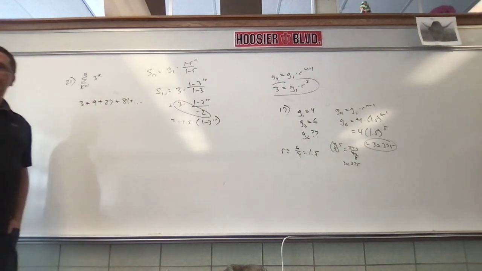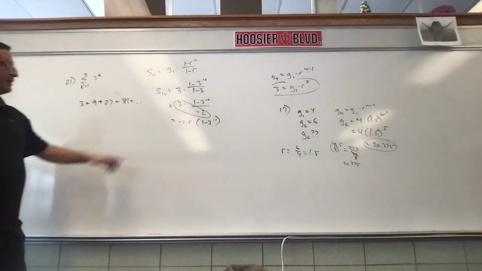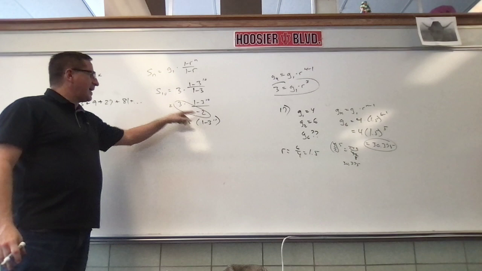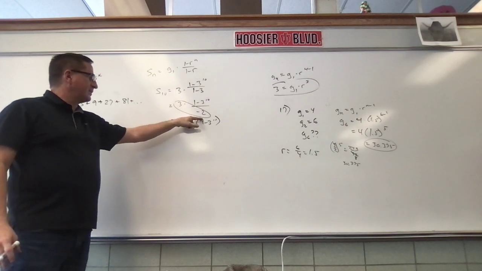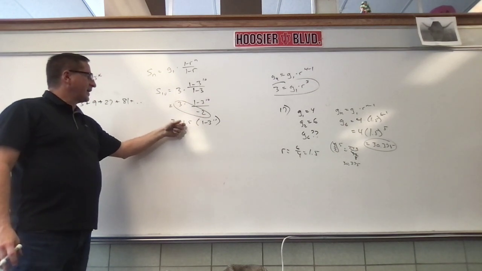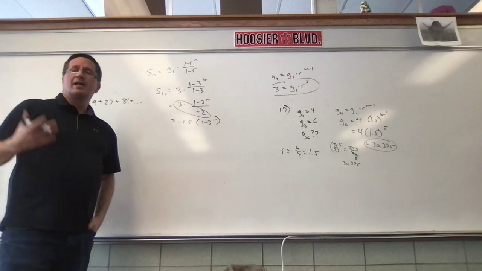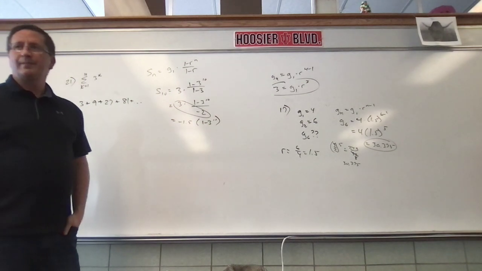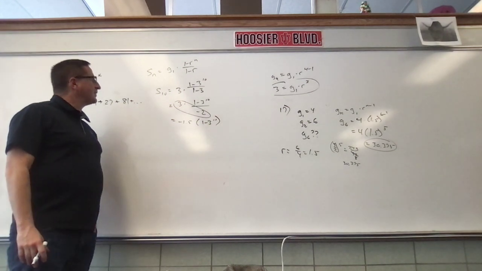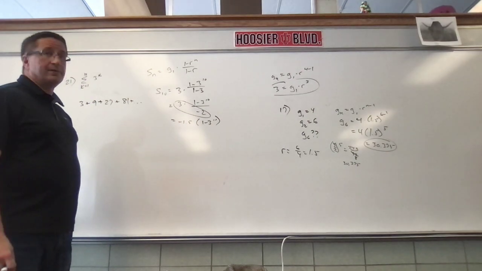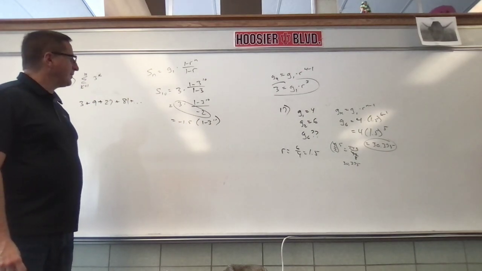Okay? Just want to make sure you guys understood what I just did right there. I divided 3 by 3 is on top, negative 2 on bottom. 3 divided by negative 2 is negative 1.5. So negative 1.5 times 1 minus 3 to the 10. Now you need your calculators, okay? So let's type this in. And you're going to get a big number, a very big number, okay?